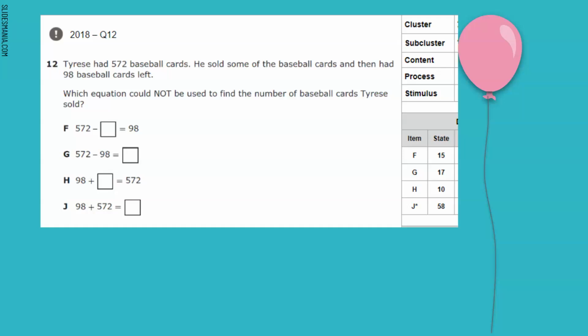Since this is a "not" question, that means that there are 3 correct ways to find the number of baseball cards he sold, and 1 that's incorrect. This is the reason that when we have you teach students to find one way to solve, we typically ask you to have students at least try to find 2 equations that would show you how to solve.